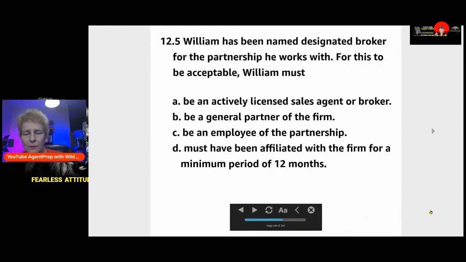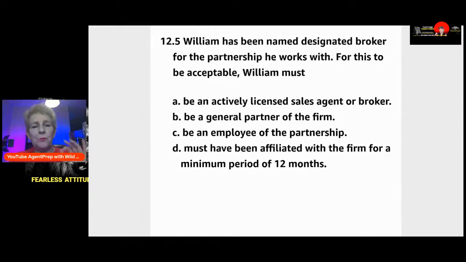Okay, number 5. William has been named designated broker for the partnership he works with. For this to be acceptable, William must A, be an actively licensed sales agent or broker, B, be a general partner of the firm, C, be an employee of the partnership, or D, have been affiliated with a firm for a minimum period of 12 months. So usually when you have a partnership or a corporation, you have members, stock owners, and different things that go on with it.